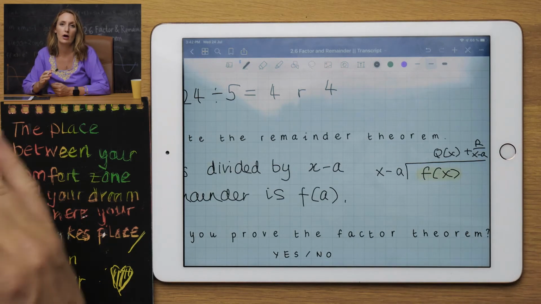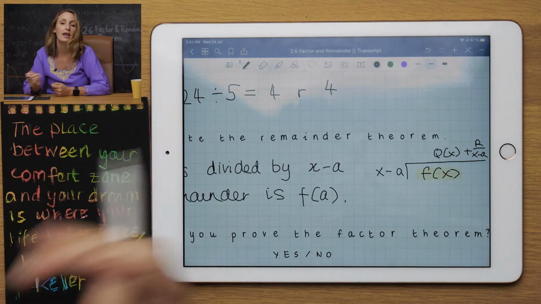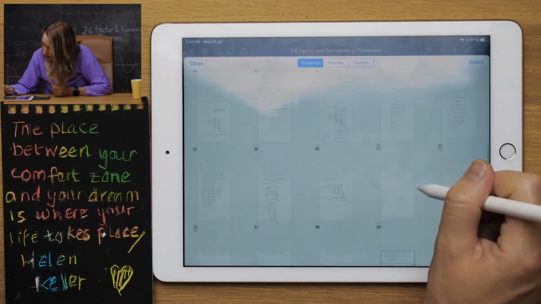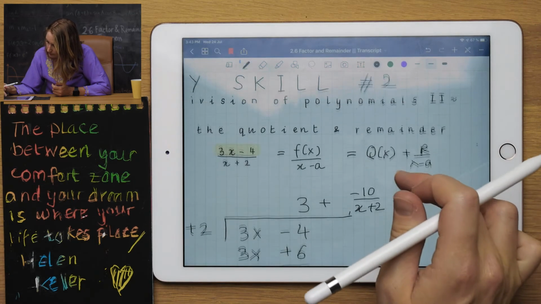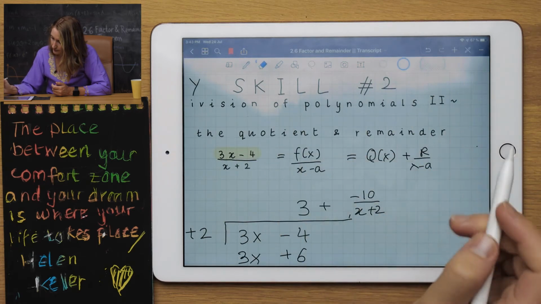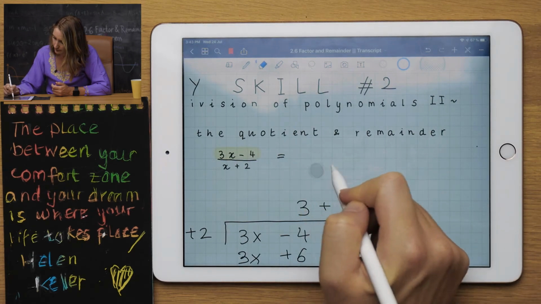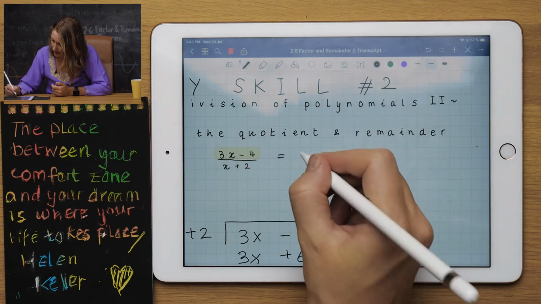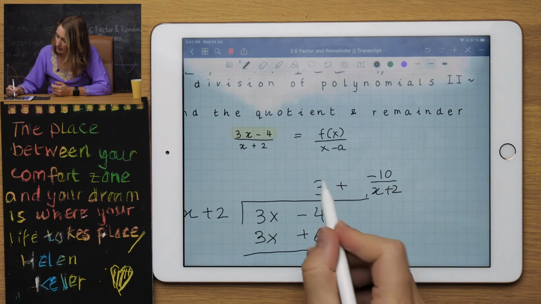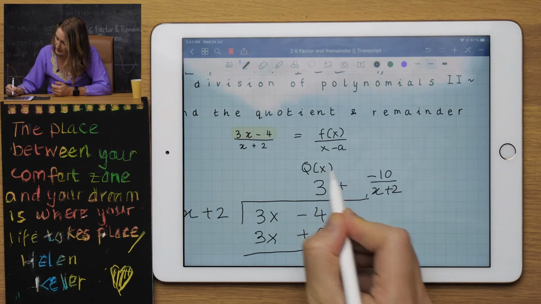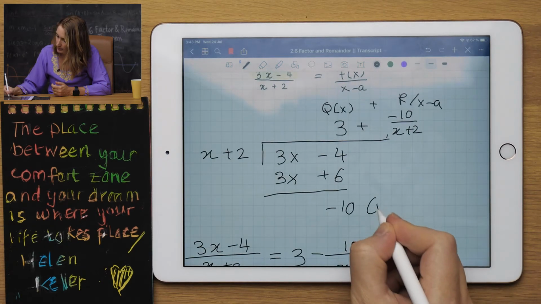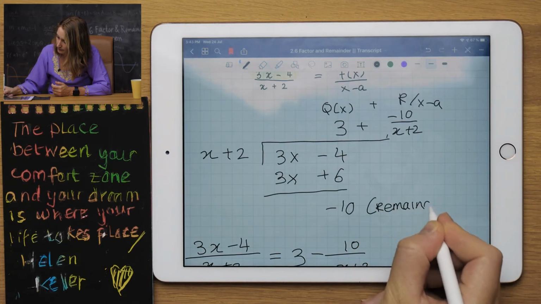Let's go back to the questions that we've done before and have a look at an actual example of this. So here we go. In this example, this would be our f of x, this is what we divided. This would be our x minus a. And our answer is the quotient, so that's the q of x here, plus the remainder divided by x minus a. Remember, the remainder goes down here, okay?